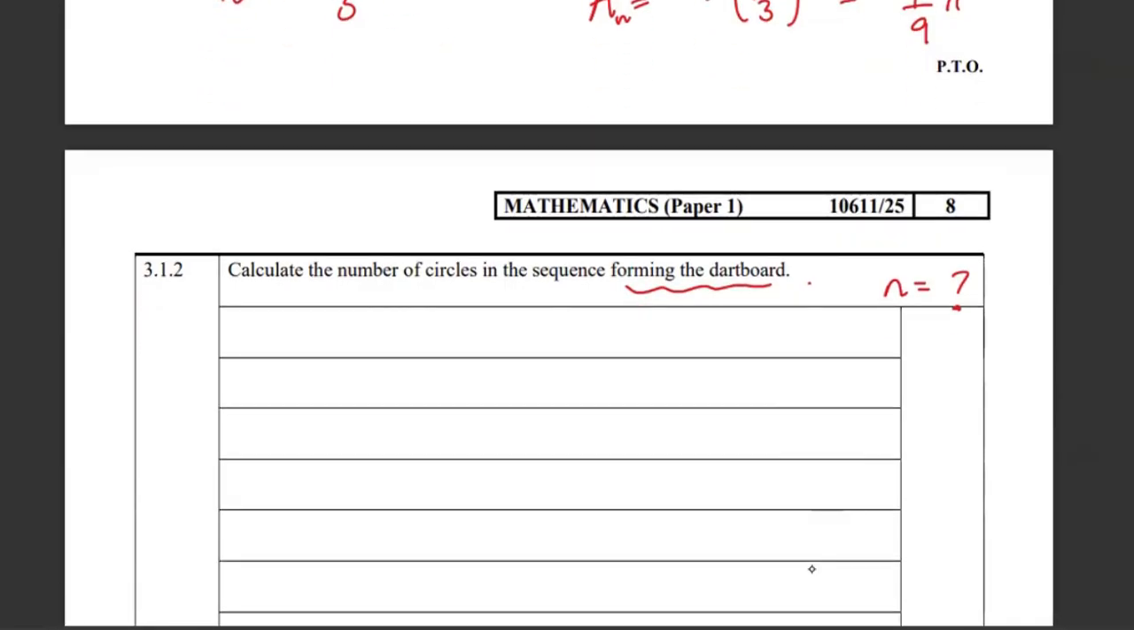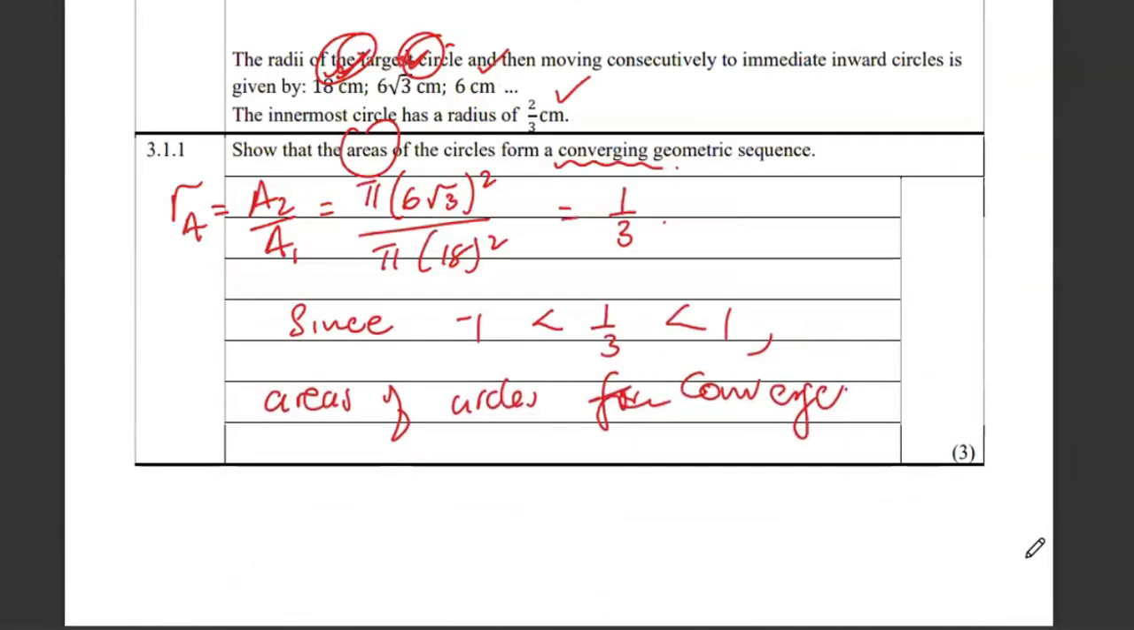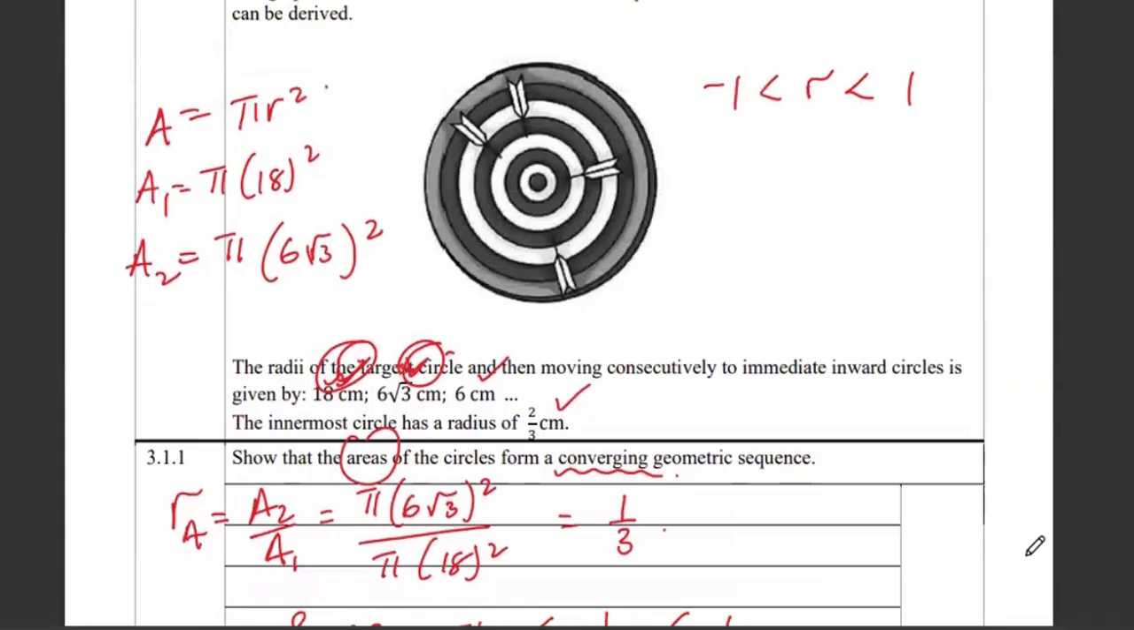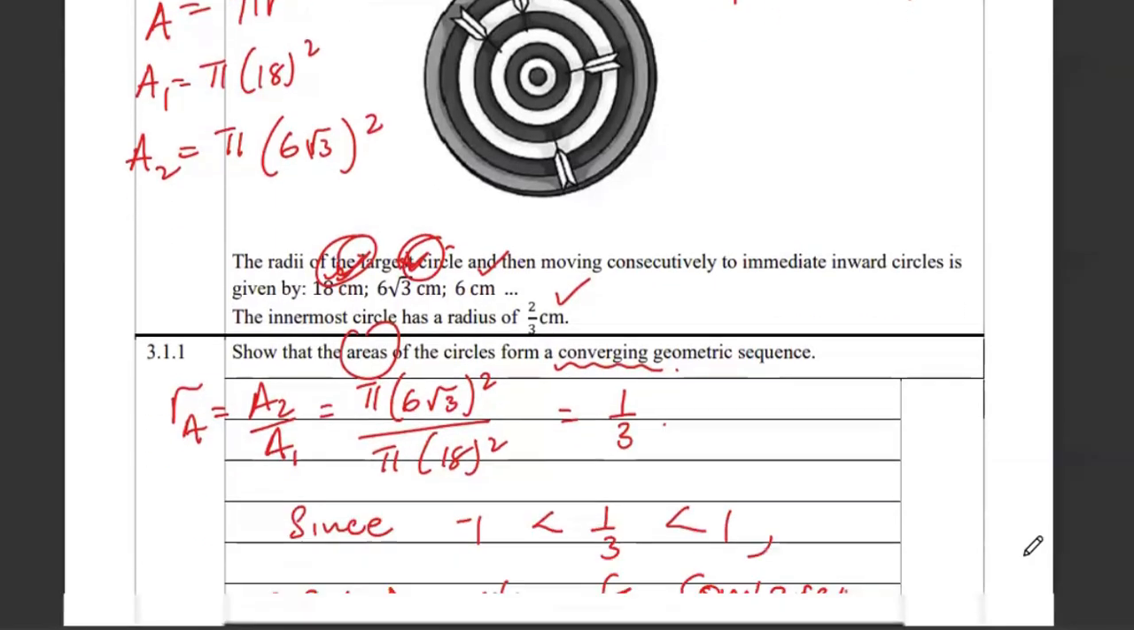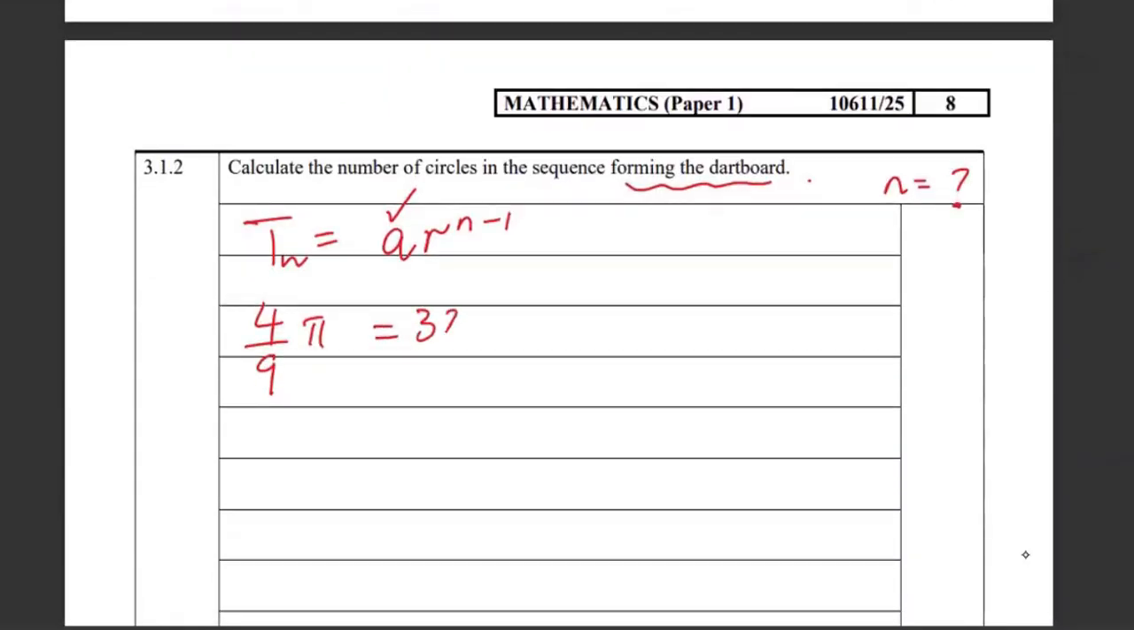From our general term of a geometric sequence, we know that Tn is given as a r to the n minus 1. Where there is Tn, I'll represent the 4/9 pi. What was my first area? We said it was 18 squared, which gives me 324 pi. So that's the first area. We say the common ratio is 1/3 to the n minus 1.